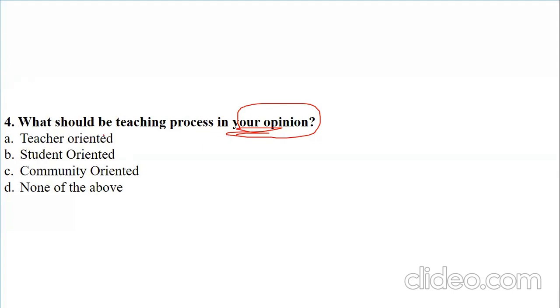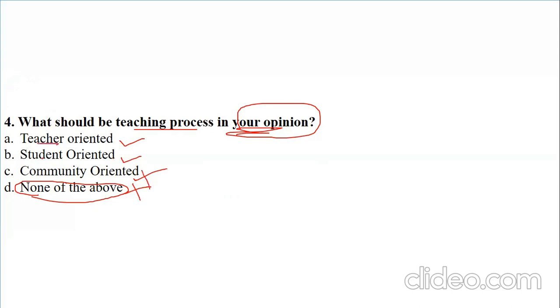So when we talk about teaching process, whether it should be teacher oriented, student oriented, community oriented, or none of the above. Obviously, this answer does not come as an answer, so this is not an option. Community oriented, you have not seen this.